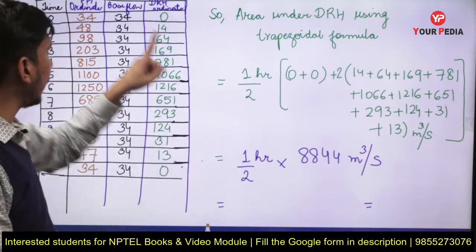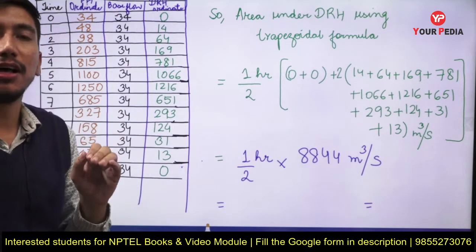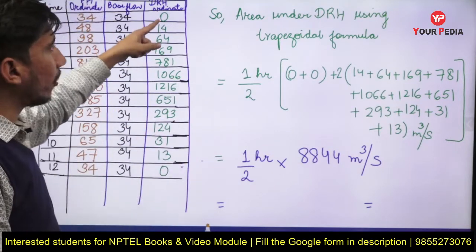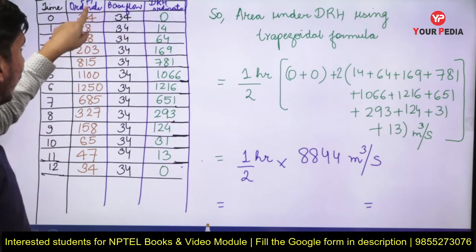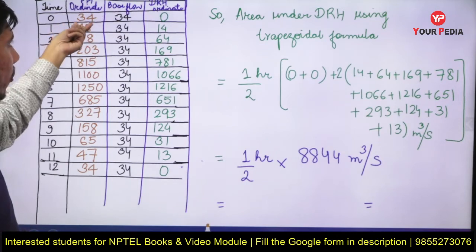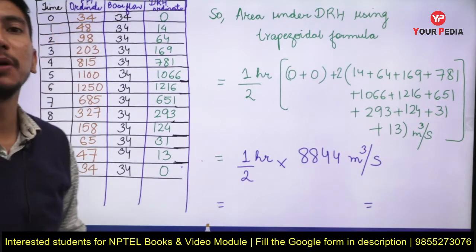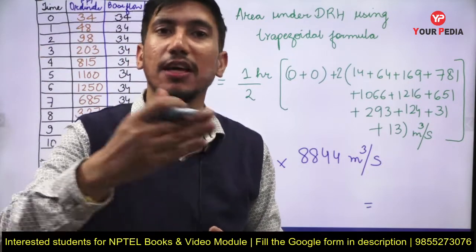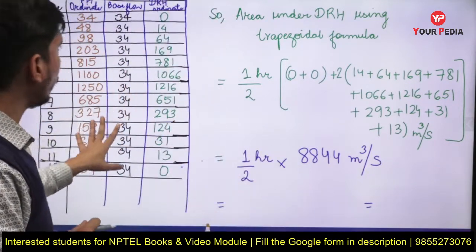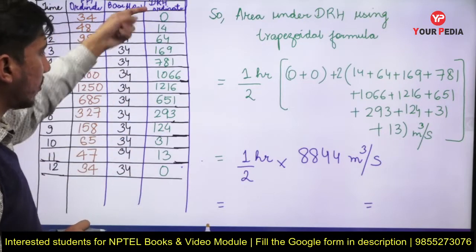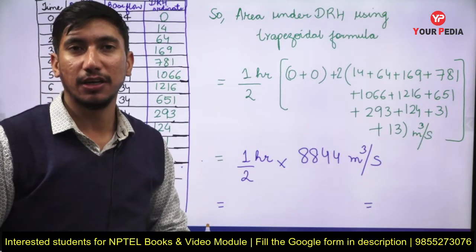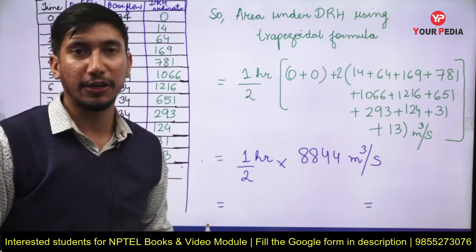As you can see, when the time is 0, when no rainfall was happening, the direct runoff was equal to 0. But the total runoff was not equal to 0. It was 34, because some base flow contribution was always there, even when there was no rainfall. So from here also we can see that the first and the last ordinate come out to be 0. So it is a direct runoff hydrograph. It symbolizes that it is a direct runoff hydrograph.